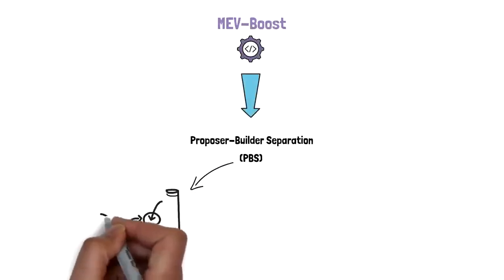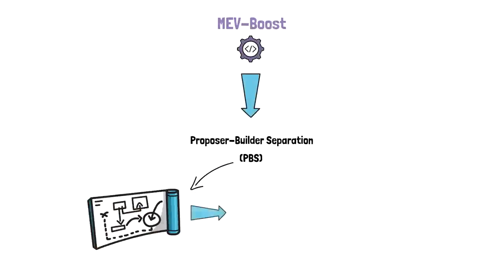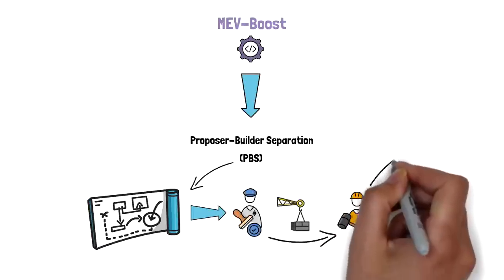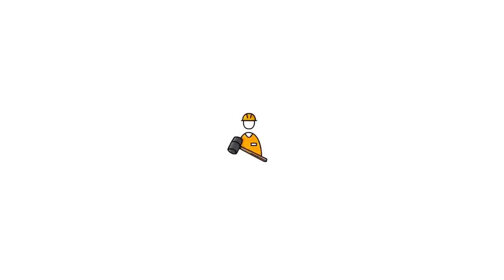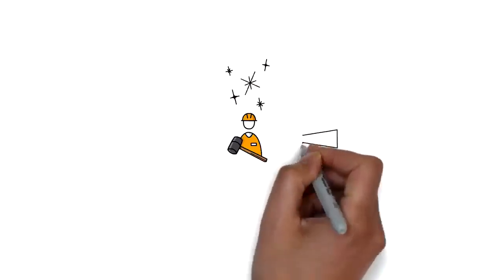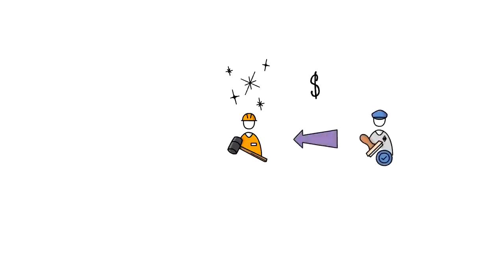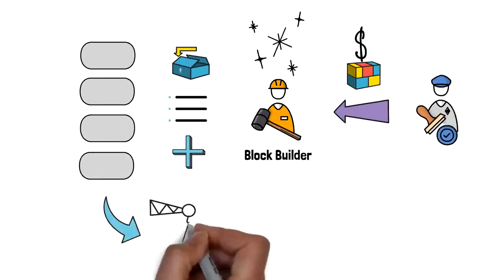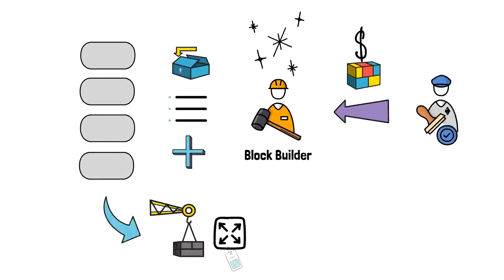PBS is a design philosophy that allows validators to effectively use third-party block builders for the block building duties. A block builder is a new role introduced by PBS. Using MEV Boost, validators can sell block space to specialized third parties called block builders, which collect, sequence, and introduce transactions to produce a block.